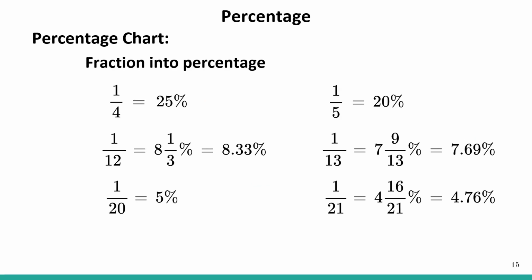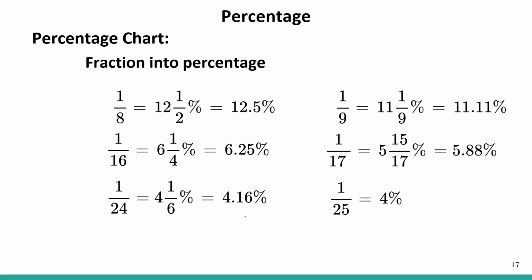1 by 4 is equal to 25%, as you can see here. 1 by 12 is equal to 8 whole and 1 by 3 percent, that is 8.33%, or 8.3 bar percent. 1 by 20 is nothing but 5%. 1 by 5 is equal to 20%. 1 by 13 is equal to 7 whole and 9 by 13 percent, that is 7.69%. And 1 by 21 is equal to 4 whole and 16 by 21 percent, that is 4.76%. So there is another chart here.